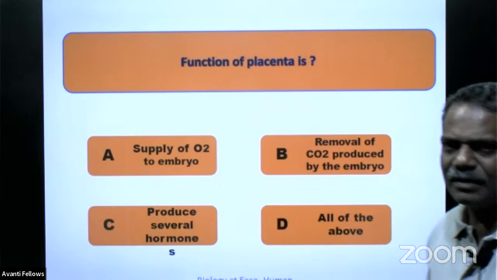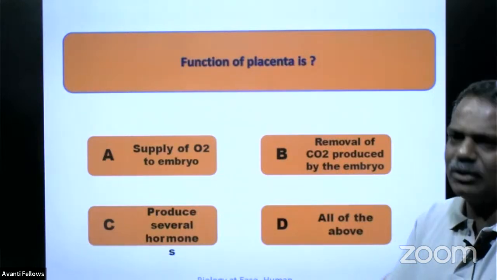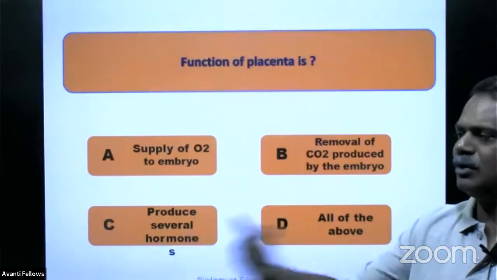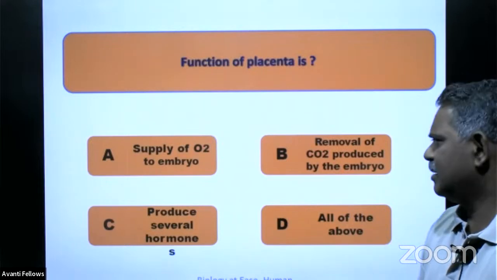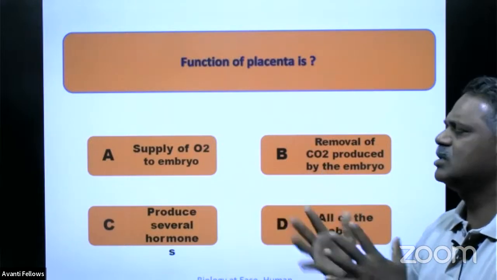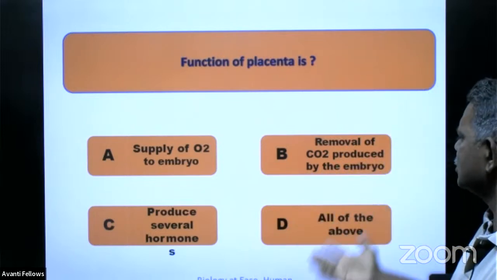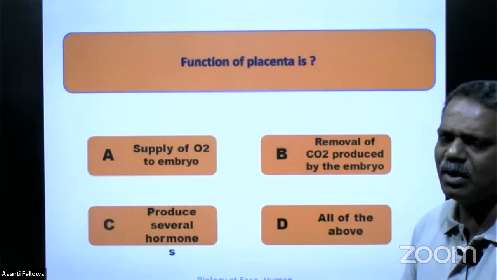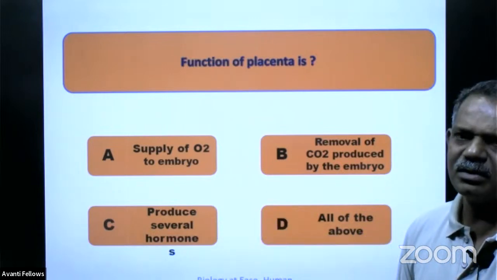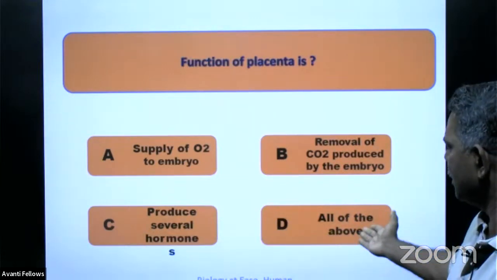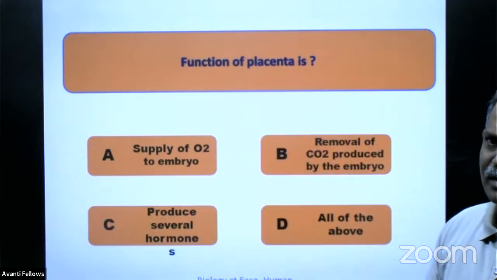Function of placenta. The placenta is a mediator between the child and mother. And what is the function of this placenta? Is it to supply oxygen to the embryo? Or is it to remove the carbon dioxide produced by the child or embryo? Or is it to produce several hormones? Or are all the answers correct? All of the above. Find out the answer.